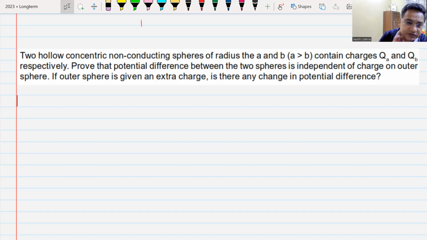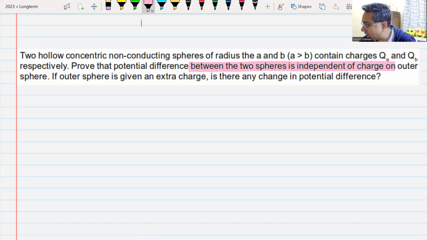Contains charges QA and QB respectively. Prove that. You have to find out the potential difference between the two spheres. And you will see that this is independent of charge on the outer sphere. That is what you will find out. First, you have to find out and you will have to remember this result.